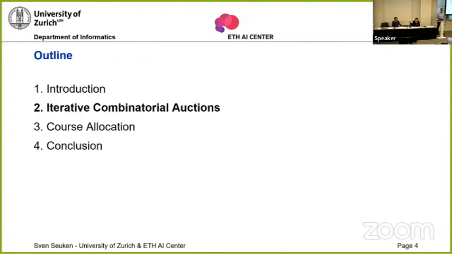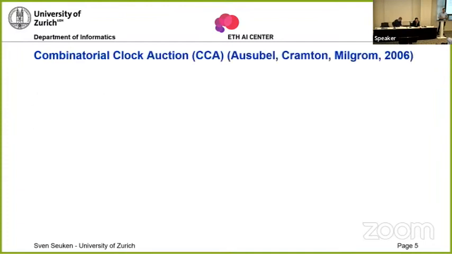And in my talk, I'm going to talk about these two different applications. First, iterative combinatorial auctions, where I will give you like 6 different vignettes of a lot of work we did over the last couple of years. And then in the end, I will talk about one specific paper on course allocation that we have done recently.